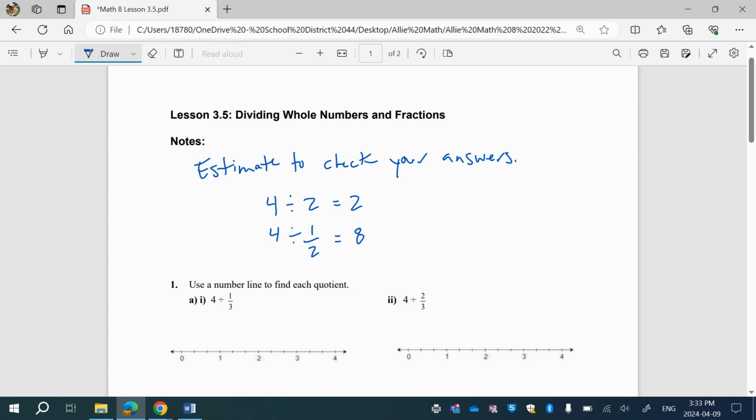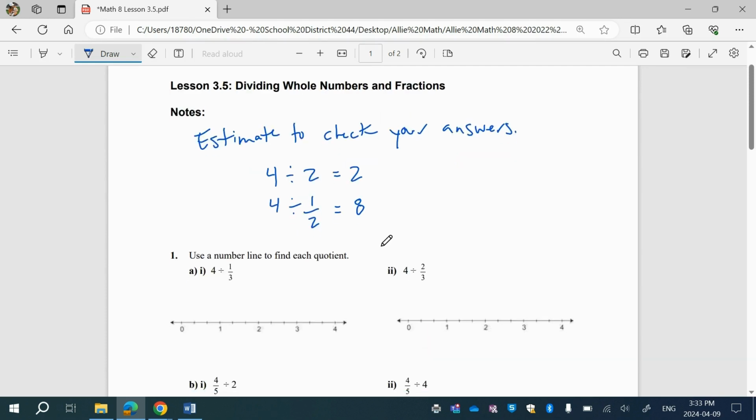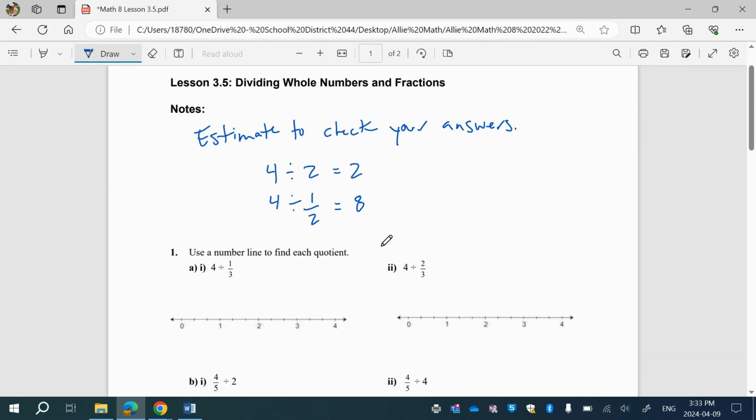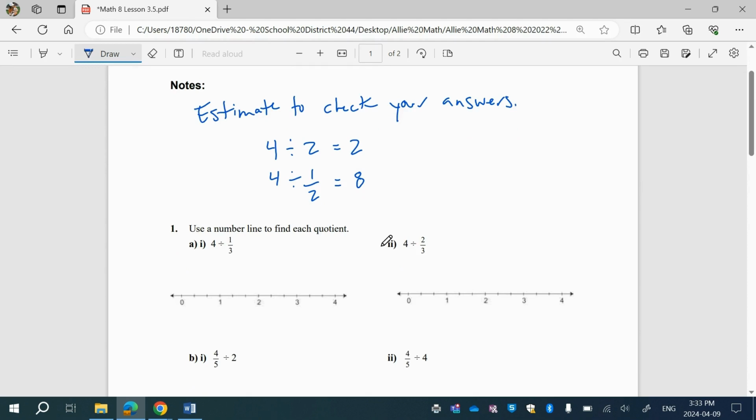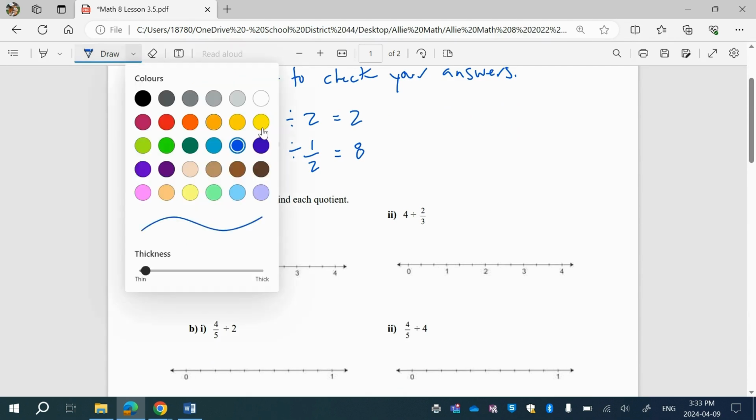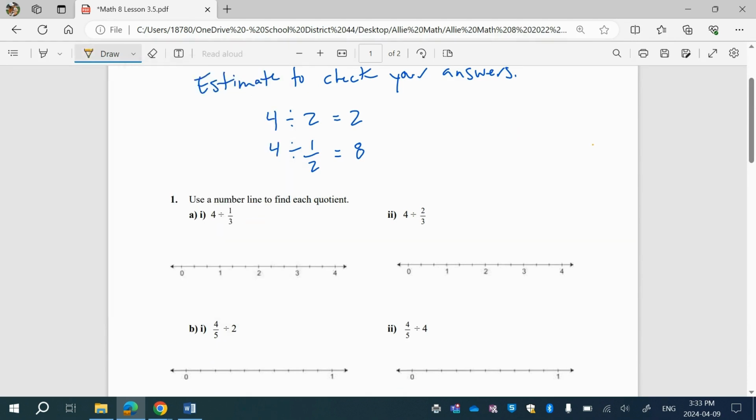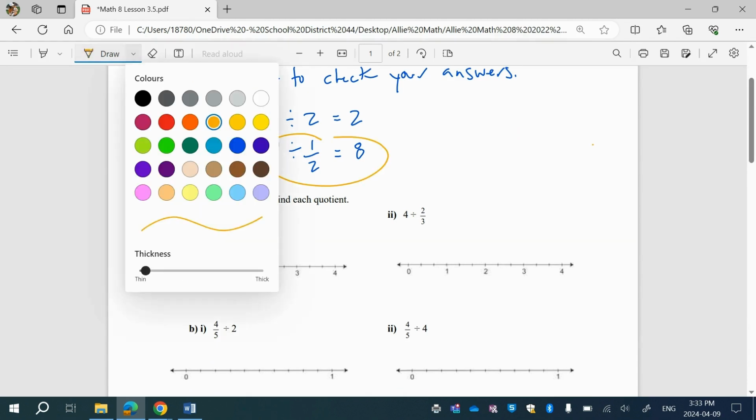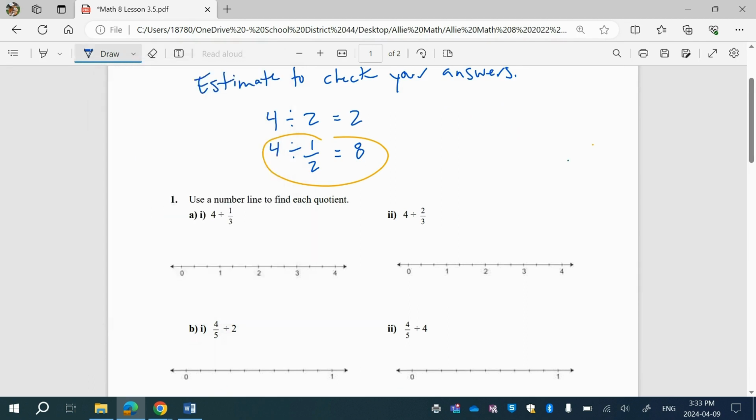So as long as our fraction is less than 1, our number is going to get bigger. That's a counterintuitive thing, so I think it's useful in this lesson to estimate and check. Hopefully it'll make a little more sense as we go on, and you'll see why this is so. Okay, so let's go on to our first question.